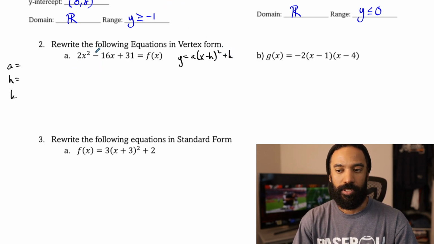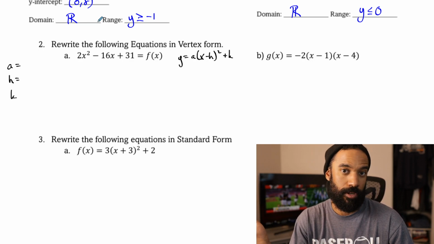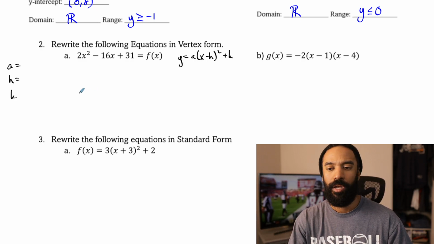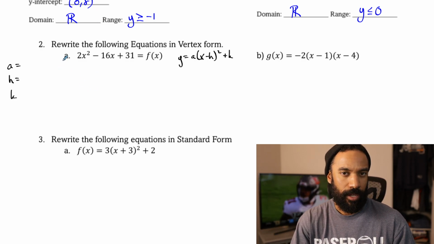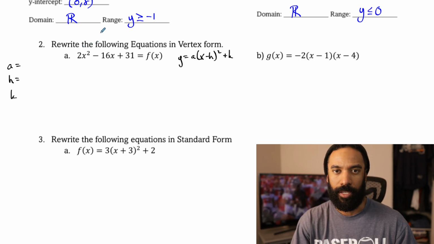To find the vertex when you're in standard form, there's this method called completing the square. I know our group hasn't hit that just yet. That'll happen in our chapter 4. So if there's that method, we're not going to do that. We're just going to find the vertex using negative b over 2a and plugging that value in.